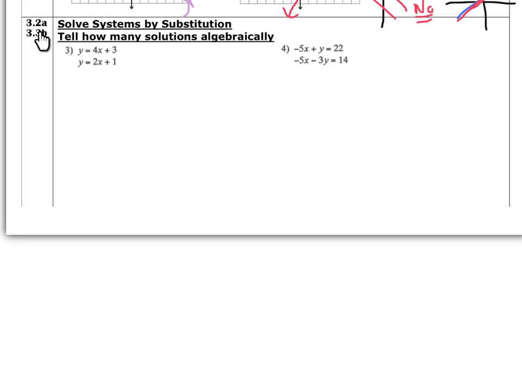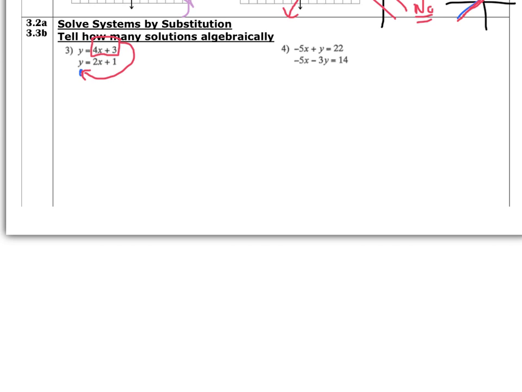3.2a and 3.3b, we're going to solve systems by substitution. Then we'll tell how many solutions there are algebraically. Now substitution says take one equation and solve it for a variable. This first equation is already solved for the variable y. So I know that y equals 4x plus 3. You then take that value and find the y variable in the second equation, which is right here, and substitute it in there. So we're going to take the first equation, solve for y, and substitute into the second one right here.